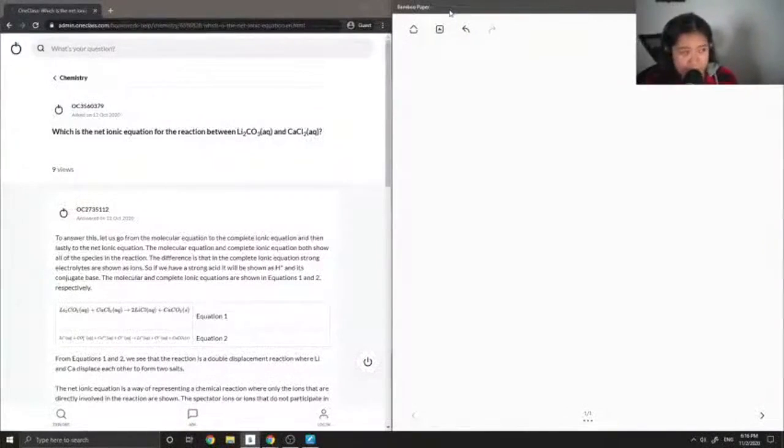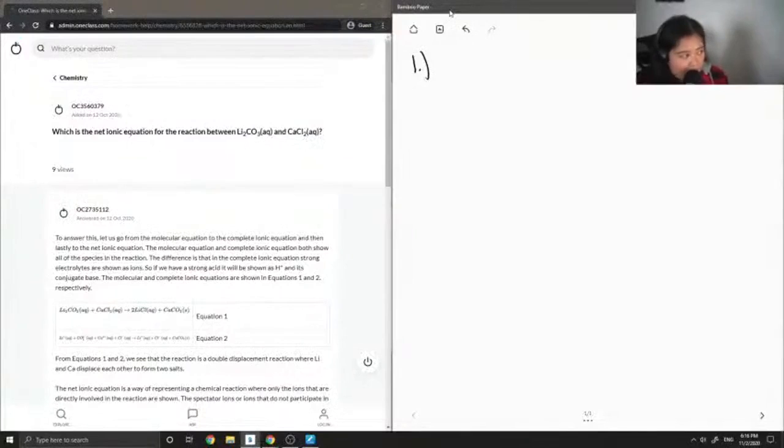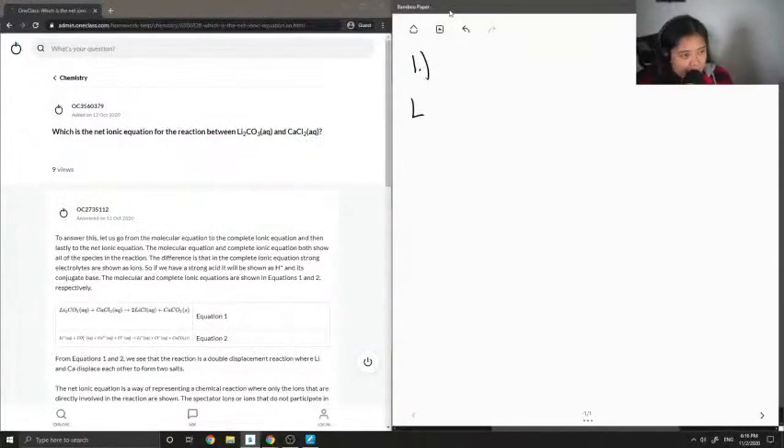Okay, so the first question asks, what is the net ionic equation for the reaction between lithium carbonate and calcium chloride? When we try to find the net ionic equation, first we want to write out the reaction that occurs. So I'm going to write down my lithium carbonate first, and then it reacts with calcium chloride.